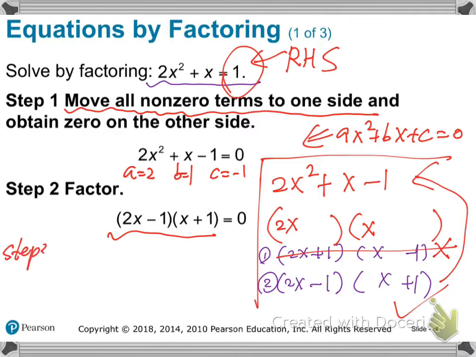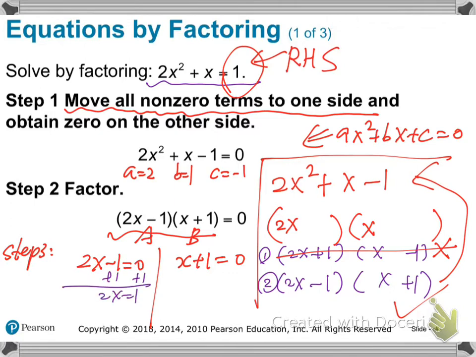Step 3. We have two factors: this is our capital A, this is our capital B, so we get two linear equations. The A part is 0, or the B part is 0. Solve the first one: plus 1 plus 1, we get 2x is 1, divided by 2, we get x is 1/2. Minus 1 minus 1, so we get x is -1. So we get two solutions for this quadratic equation, 1/2 and -1.